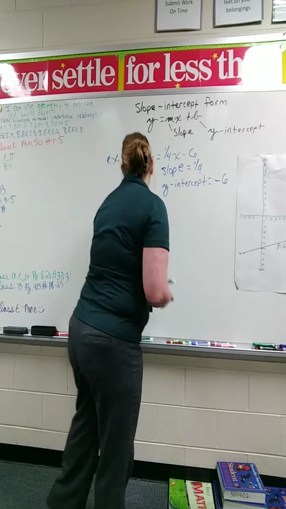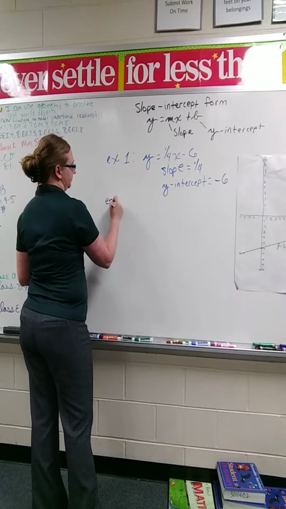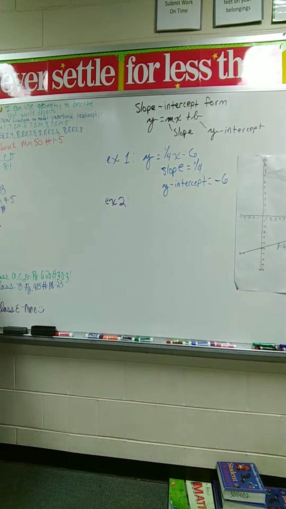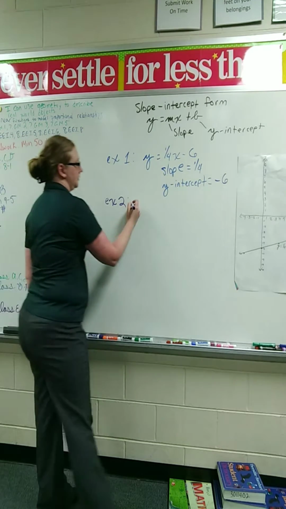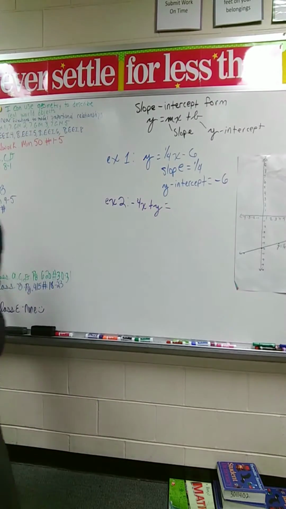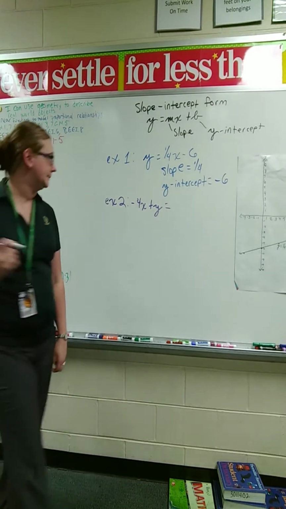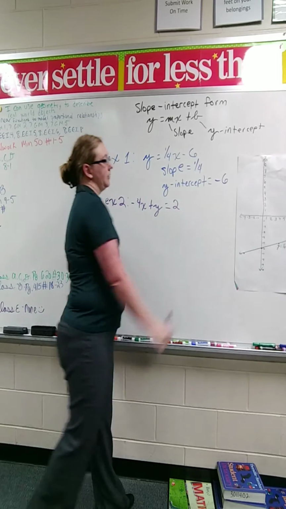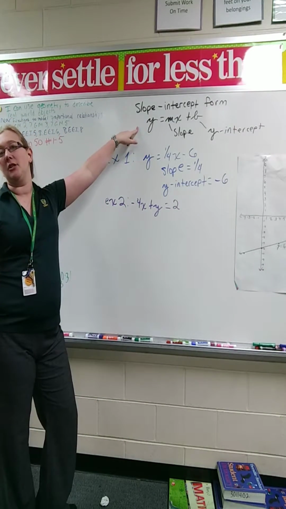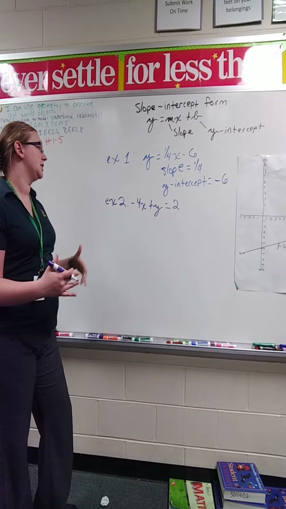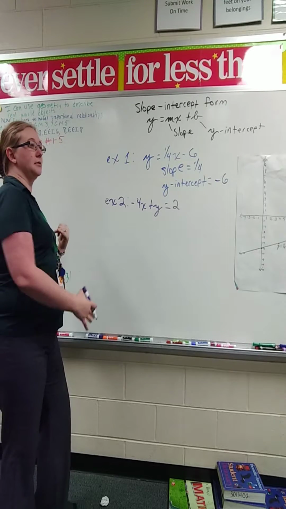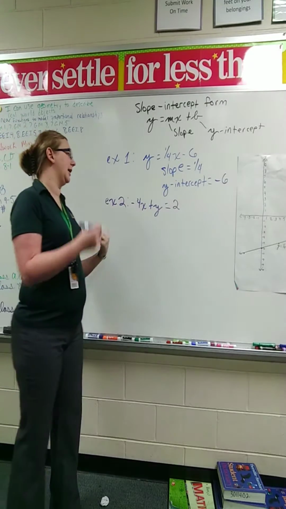So then, let's do it. Example 2. In example 2, negative 4x plus y equals 2. Okay. We're trying to get this into the form y equals mx plus b. So we need to get the y on the left by itself. y needs to stay on the left by itself, x needs to get to the right.